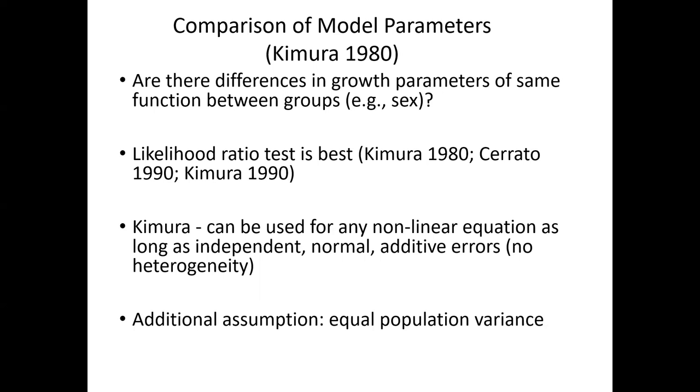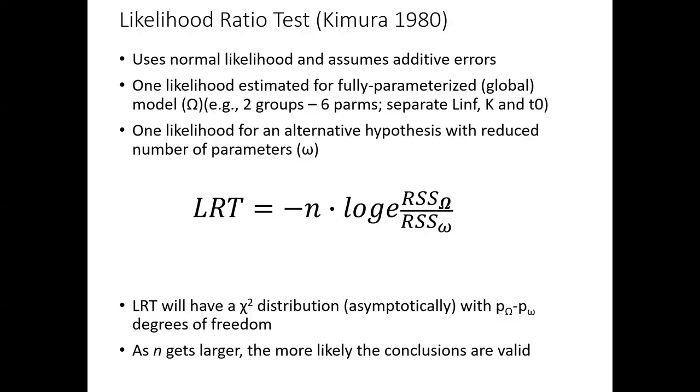Another term for that is that the within group variance is the same across the groups. So you have to be careful with that. So he showed how the likelihood ratio test is used, and the way this works is you first start with a full global model. So let's say you have two groups, males and females in this case, and you're interested in whether the parameters, any combination of those parameters, are equal or not equal across the groups. The first thing you start off with is providing a fully parameterized, or the global, model.